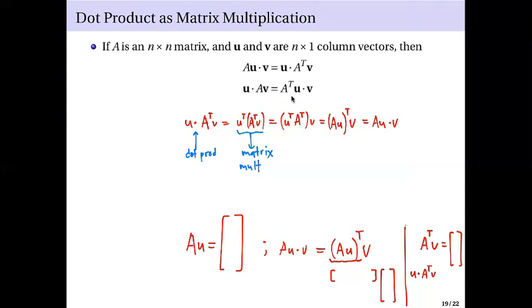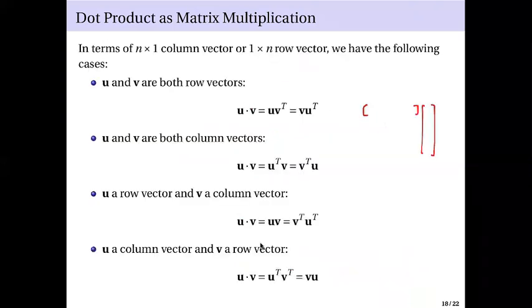You can do a similar proof for the second line. This time you can start with this or with this, whatever, and then you use the definitions here. We just use the dot product as matrix multiplication.